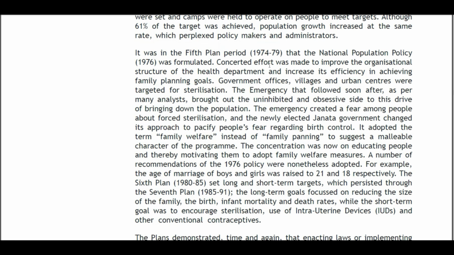Concerted effort was made to improve the organizational structure of the health department and increase its efficiency in achieving family planning goals. Government offices, villages, and urban centers were targeted for sterilization.